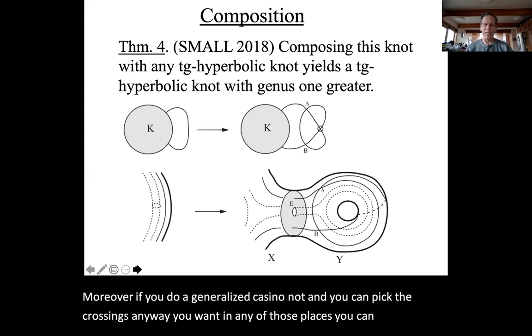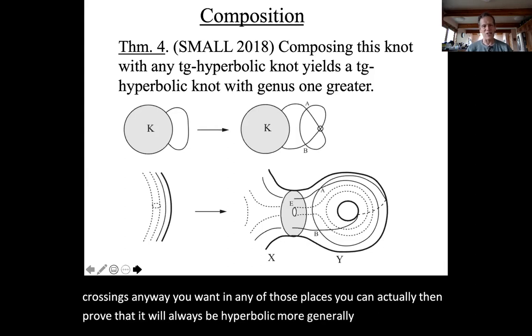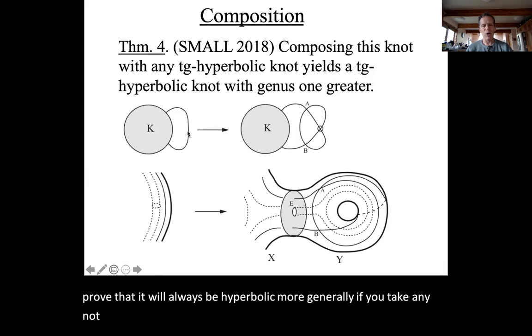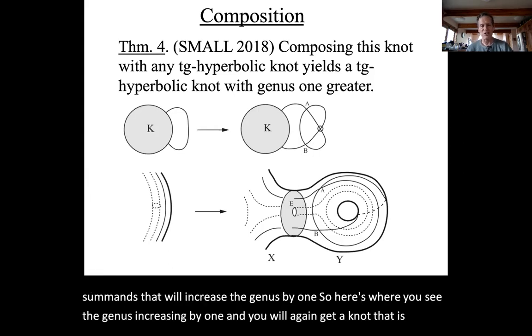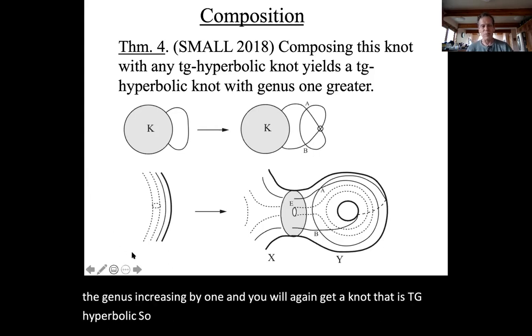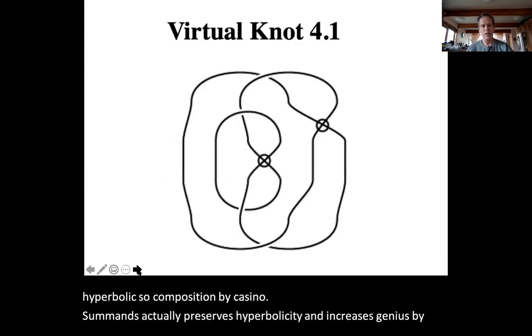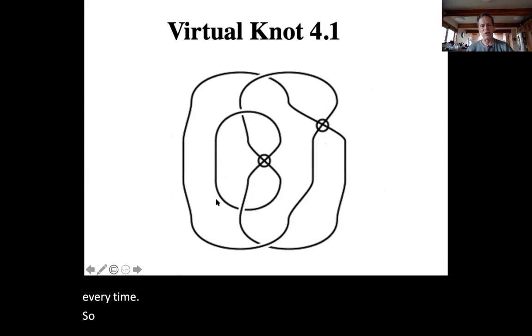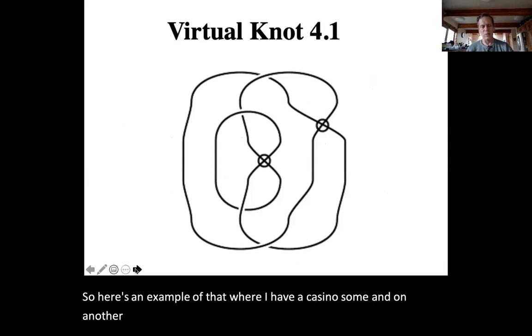More generally, if you take any knot that's TG hyperbolic and you compose with one of these little Kishino summands, that will increase the genus by 1. So here's where you see the genus increasing by 1, and you will again get a knot that is TG hyperbolic. So composition by Kishino summands actually preserves hyperbolicity and increases genus by 1 every time. So here's an example of that where I have a Kishino summand on another knot right here. And so this is an example where that would be true.